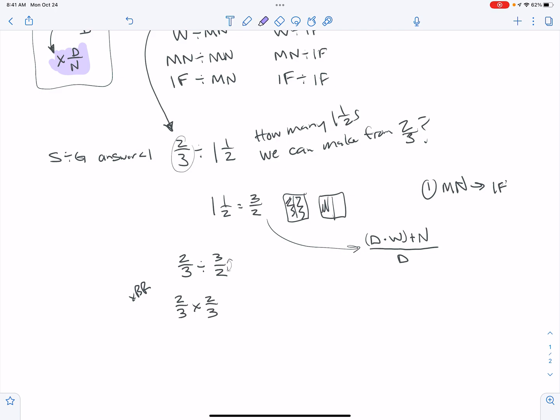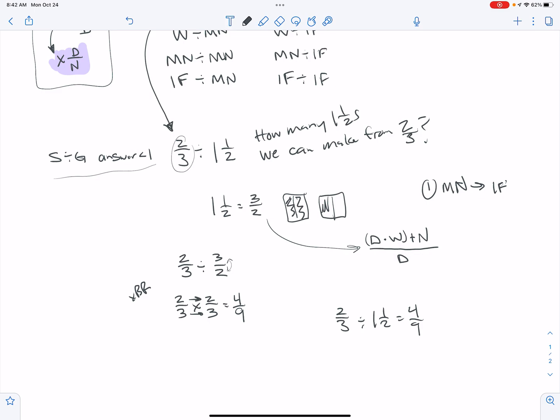Now we're left with a fraction times a fraction, so I'm going to look and see, can I simplify? I know that 2 and 3 have no common factors, so there's no simplifying to be done. I just need to multiply straight across, and I get 4/9. So going back to see, is our answer reasonable? 4/9 is less than 1 whole. So we know that 2/3 divided by 1 1/2 is 4/9. There you go. So that was a fraction divided by a mixed number.